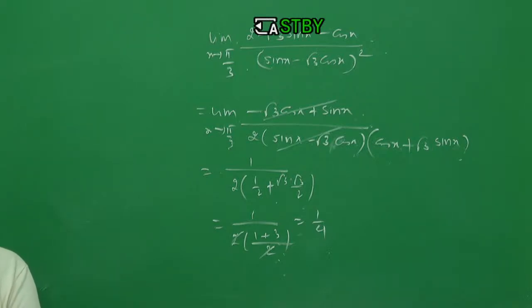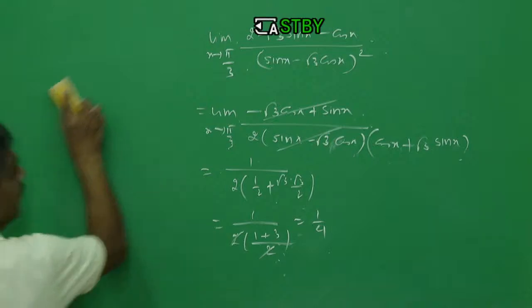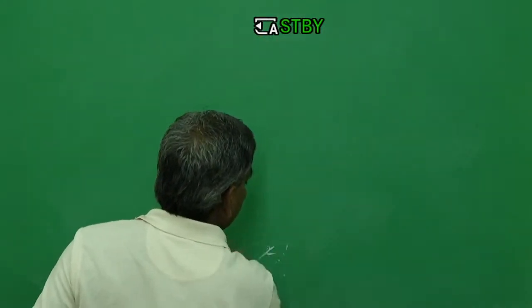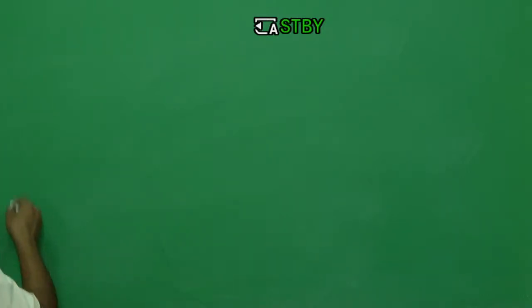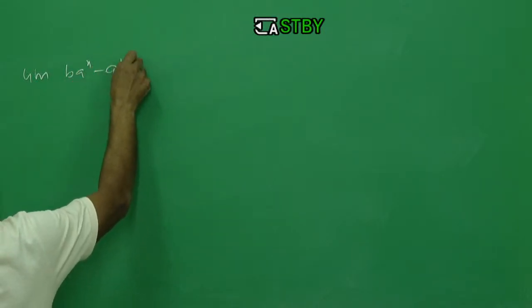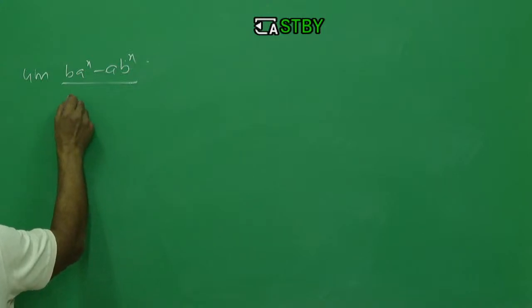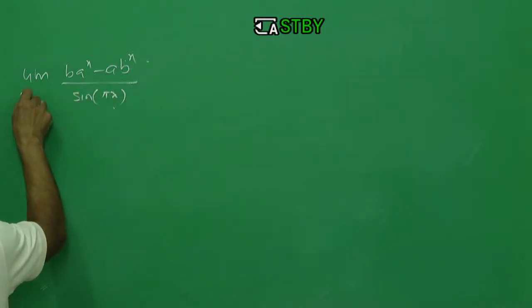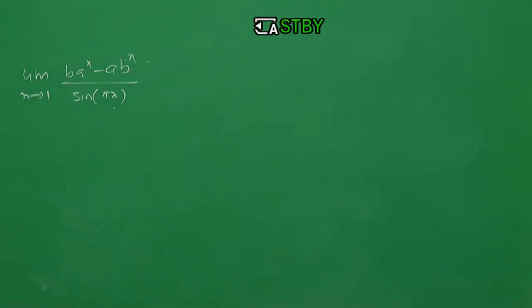Write down one more example. Limit of (b a raised to x minus a b raised to x) whole upon sin of pi x, x tends to 1. मैं सॉल्व करके देखता हूँ, मुझे आंसर आएगा क्या, देखते हैं.